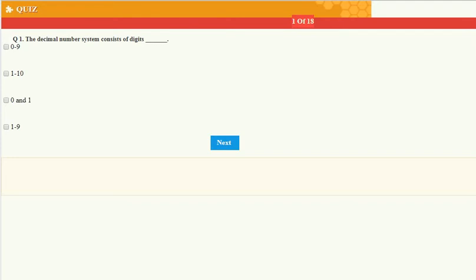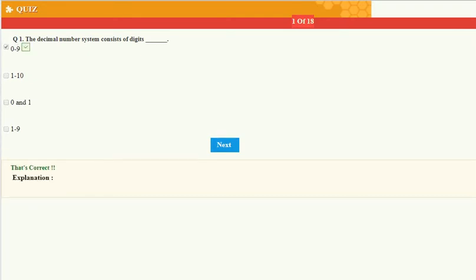So let us start. The first question is, the decimal number system consists of dash digits. There are four options you can see. So which option is the correct answer? Decimal number system consists of 0 to 9. That's correct.